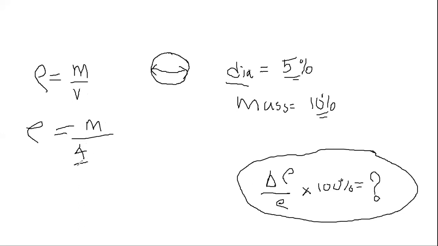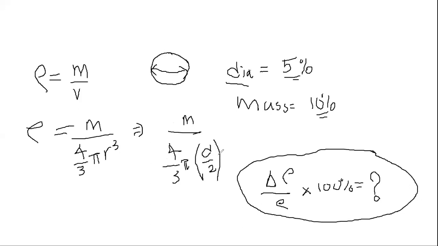Volume for a sphere is 4/3 pi r cube, right? But still, is it good? We want diameter. We do not want radius. So we have to reformat it back. So write M over 4/3 pi, and in diameter, you put d over 2 squared. So this is the formula you must come out with.